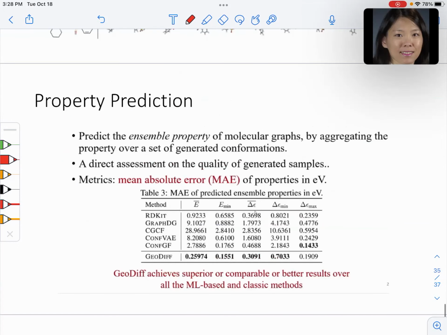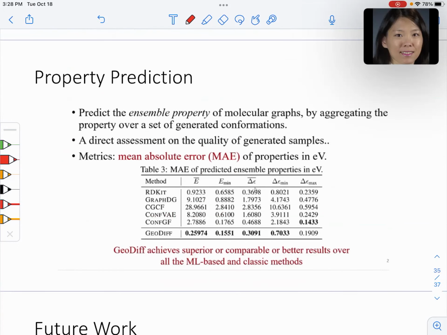And the second task they conduct is called property prediction, where they try to predict the ensemble property of molecular graphs, which is viewed as the global properties of the whole graph structure. The way they achieve this is by aggregating the property over a set of generated conformations. And they directly utilize the mean absolute error to measure the properties that they predicted.